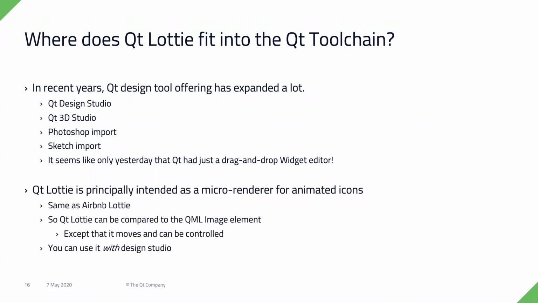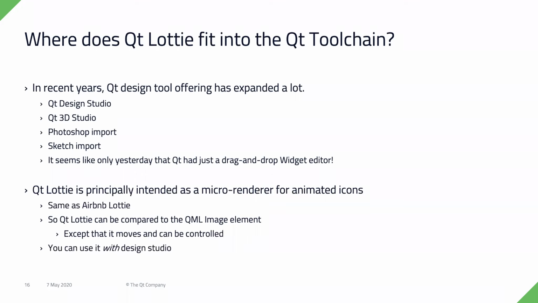And of course, we're looking at the same as Airbnb's Lottie. It basically offers a QML element that is an equivalent of the image element. The big difference is that whereas an image is generally static, and you don't have much control over what images can do, with Qt Lottie you have this animation and you can move it backwards and forwards and tell it when to start and stop.